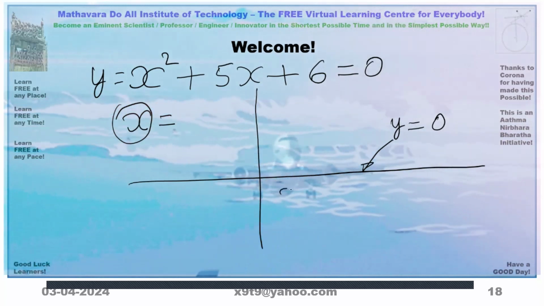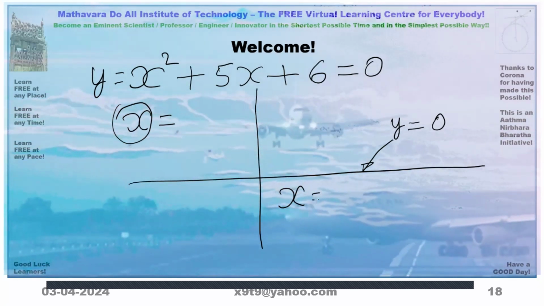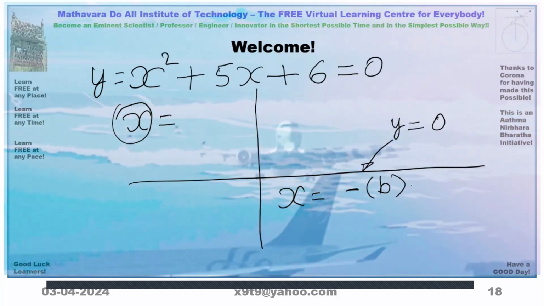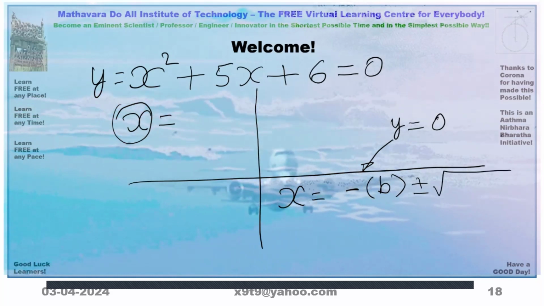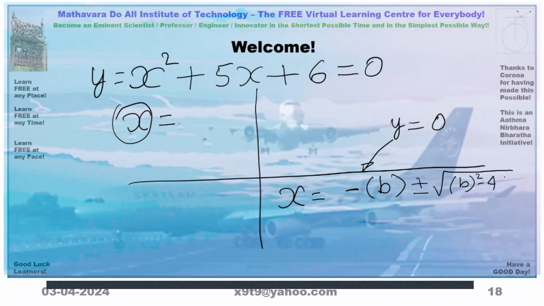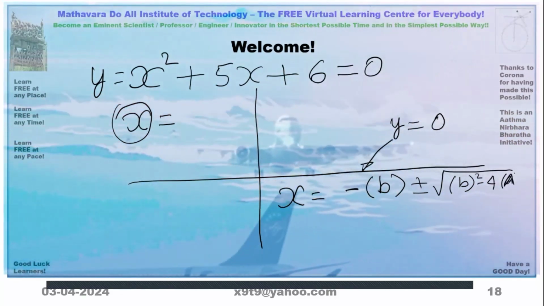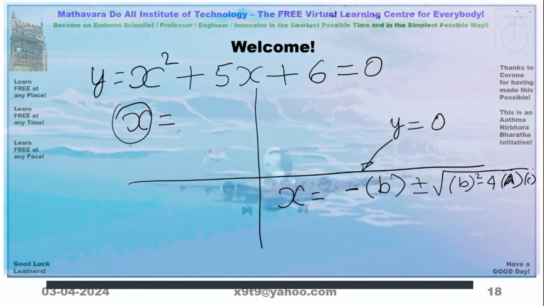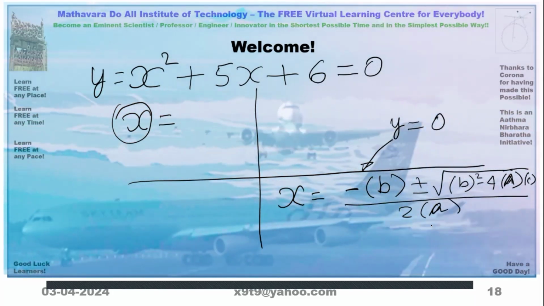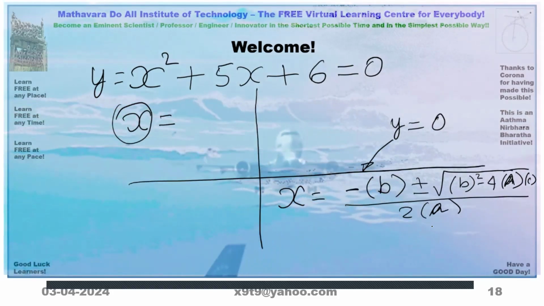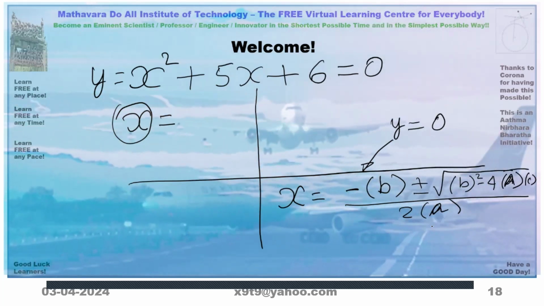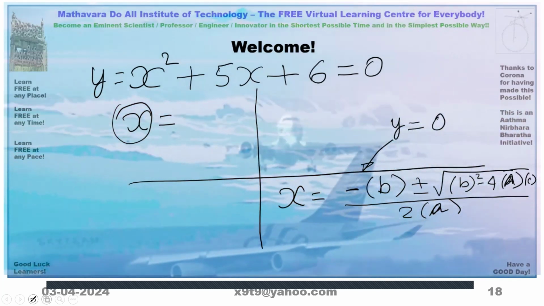So we use what is called the formula method. x is equal to minus b plus minus square root of b square minus 4ac, divided by 2a. Wait, I can't see what you're writing. I can't see what you're writing. Oh, yeah. I will write it clearly once again, no problem.